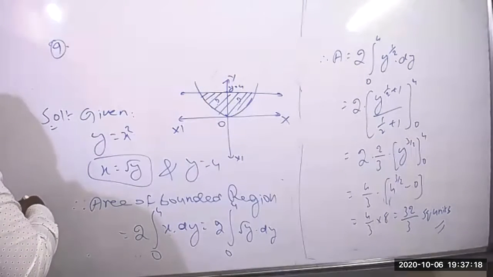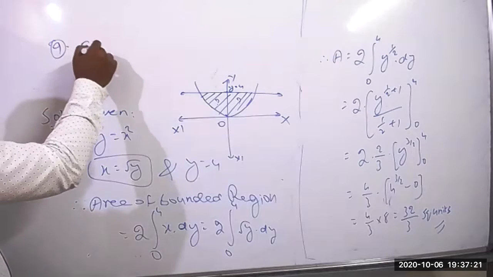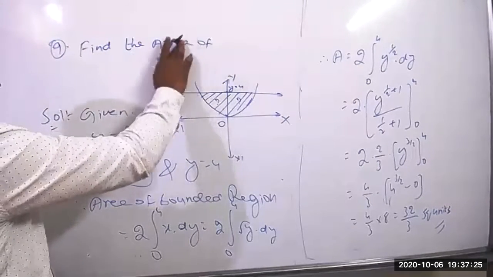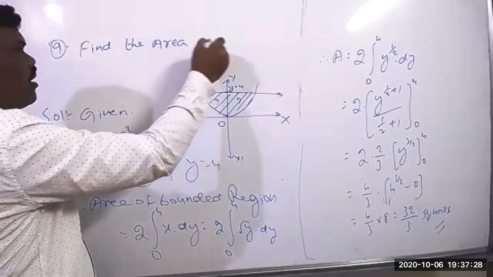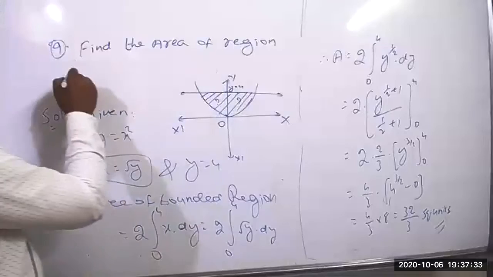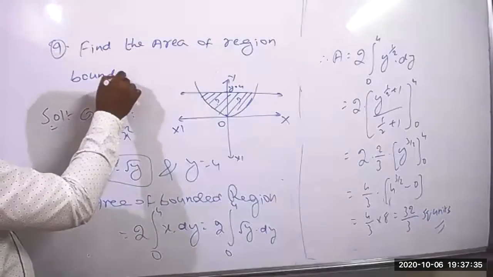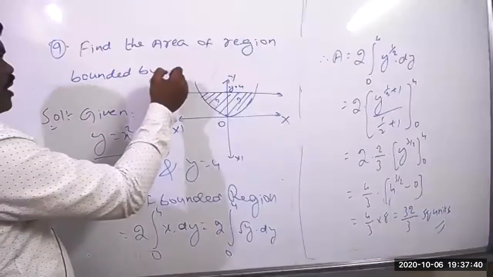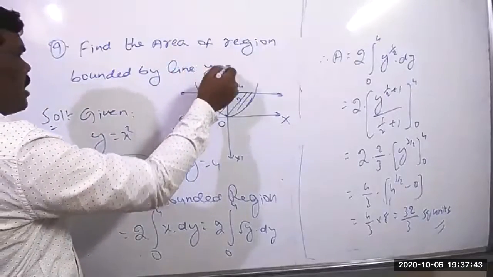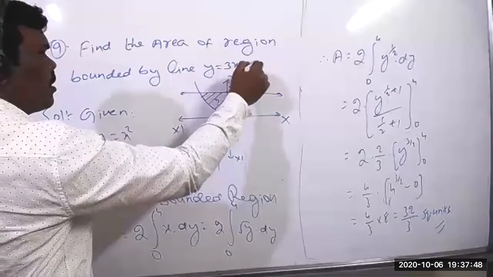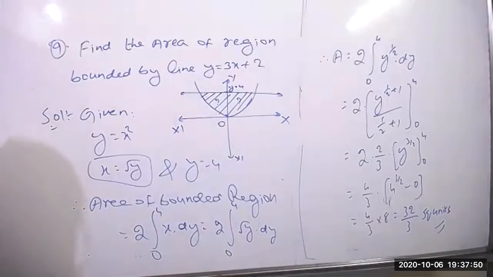Find the area of region bounded by the line y equal to 3x plus 2.